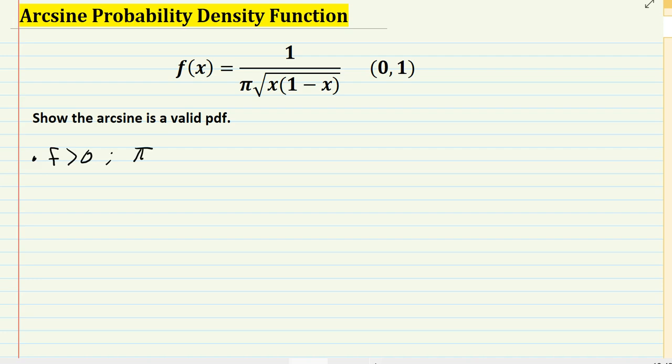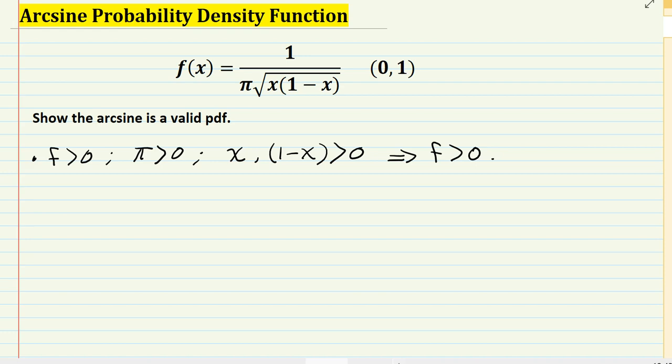Now we can assess that by the following. All the components of this function, pi, x, and 1 minus x under the radical sign, over the domain from 0 to 1. We know that pi is of course positive, 3.14 and change, so that's kind of a given. Next, x and 1 minus x are both positive over the domain from 0 to 1. So in the denominator we have a product of all positive factors, therefore we can imply that f is positive. Okay, so that's the easy part.